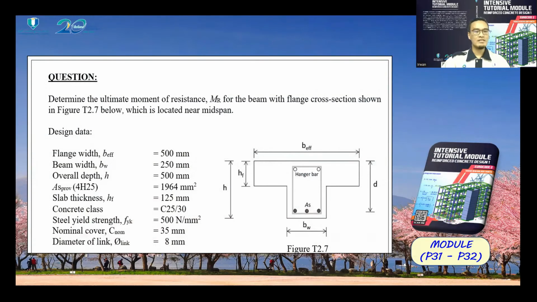The question is: determine the ultimate moment of resistance for the beam with flange cross sections. This is the important keyword, and it is located near the midspan. The data in this figure is given, where the total is 4H25. So you just use this one, and we shall have another one still bar.